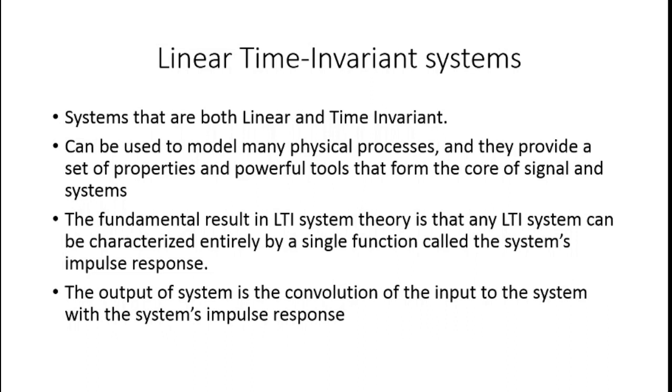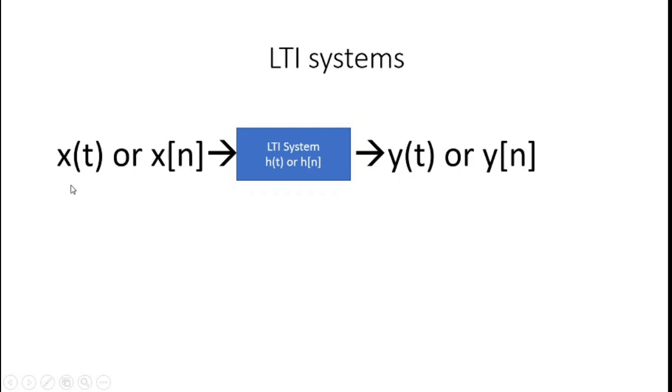The output of the system is the convolution of the input to the system with the system's impulse response. The system's impulse response is also called the system function. Coming slides will discuss these points more thoroughly. If we have a continuous time input signal x of t, or a discrete time input signal x of n, fed to an LTI system whose impulse response is h of t or h of n, we can obtain the output y of t or y of n by convolving the input signal with the impulse response.